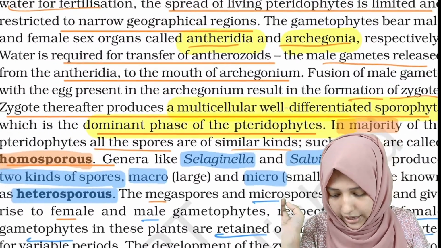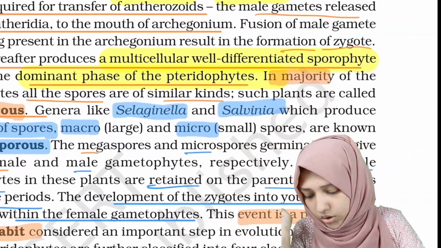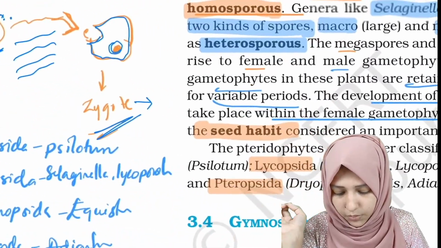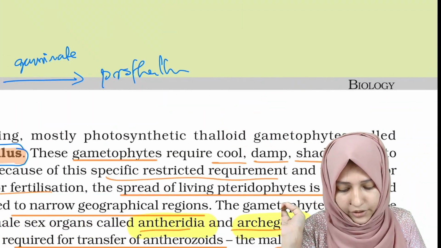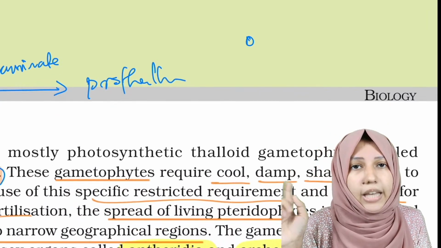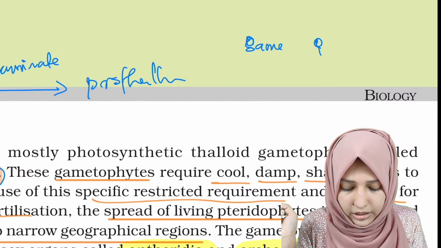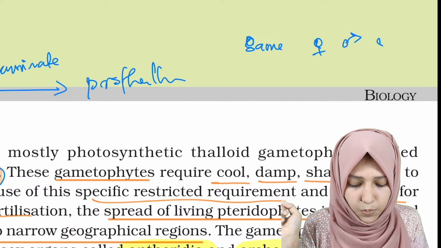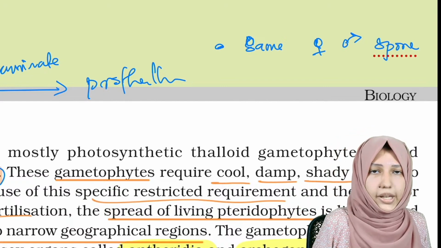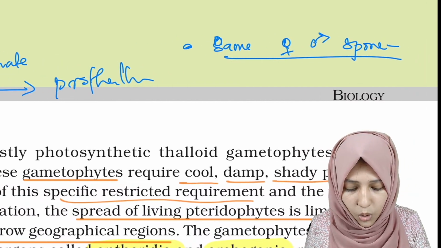Okay, and all the spores are of, mostly in pteridophytes, most of the organisms will be having the same type of male and female spores. In the majority of the organisms, there will be the same type of male and female spores. They are known as homosporous.